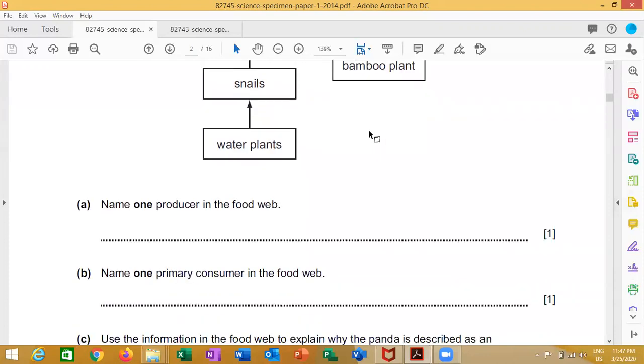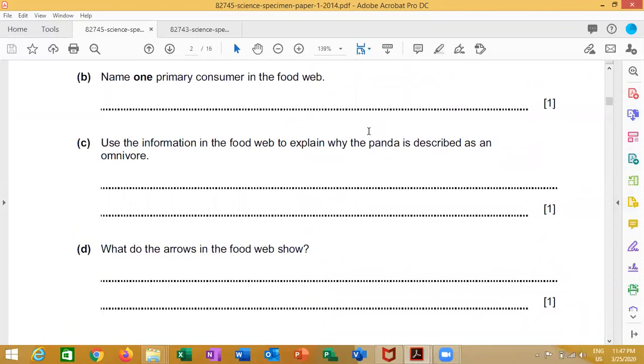Question number C, use information from the previous diagram to describe why the panda is described as an omnivore. Here he wants you to mention what is meant by omnivore. Omnivore here because it feeds on animal and plant. Number D, what do the arrows represent in the food web? Or in the food chain? The answer will be the same. It represents the flow of energy or transfer of energy from one living organism to another one. Please guys don't write here "eaten by", it is not accepted anymore.